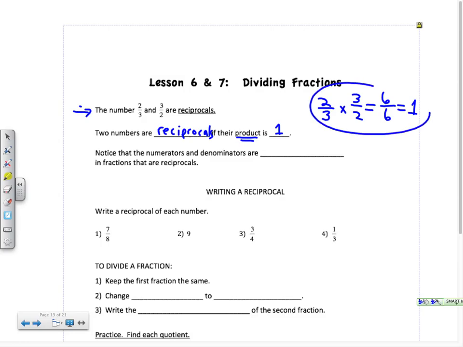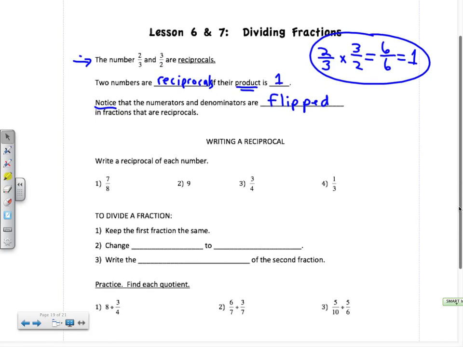Here's an example of the definition. If we look at the numerators and denominators, let's compare them. Notice that the numerators and denominators are just flipped in fractions that are reciprocals. So 2/3, we flip it over and we get 3/2. We need to remember that when we divide. So let's practice a couple reciprocals.